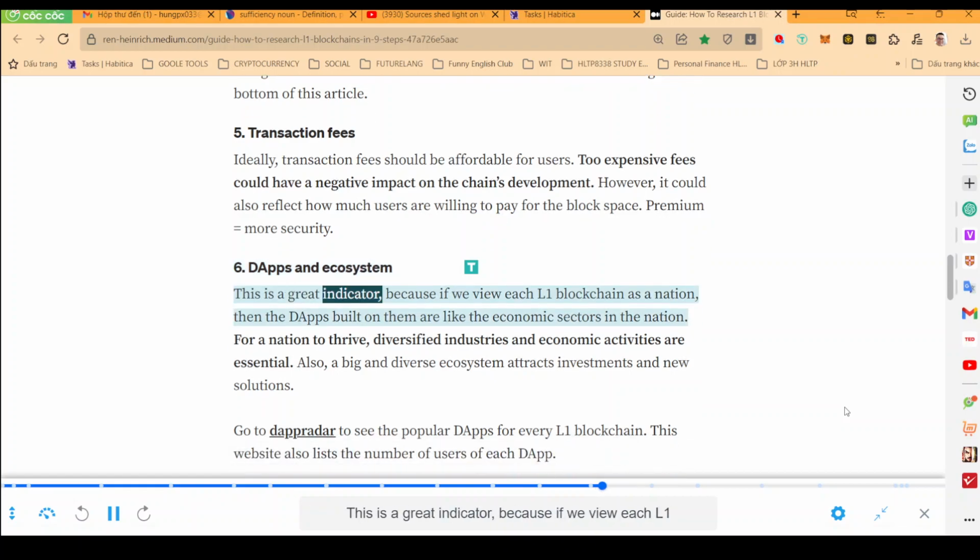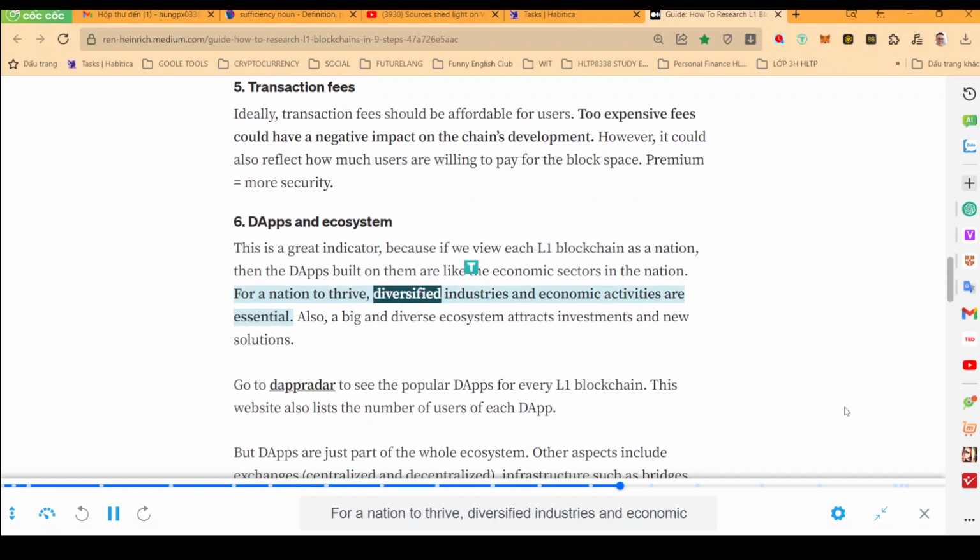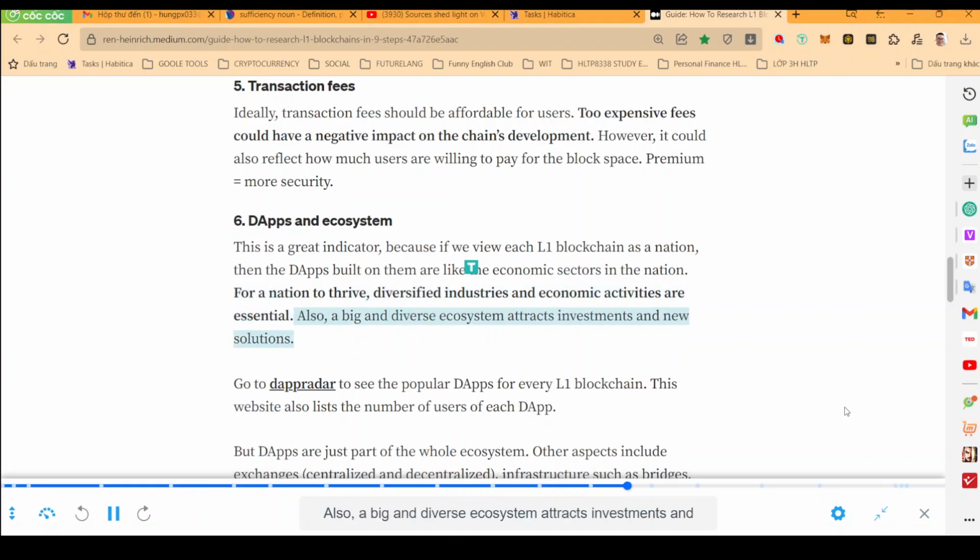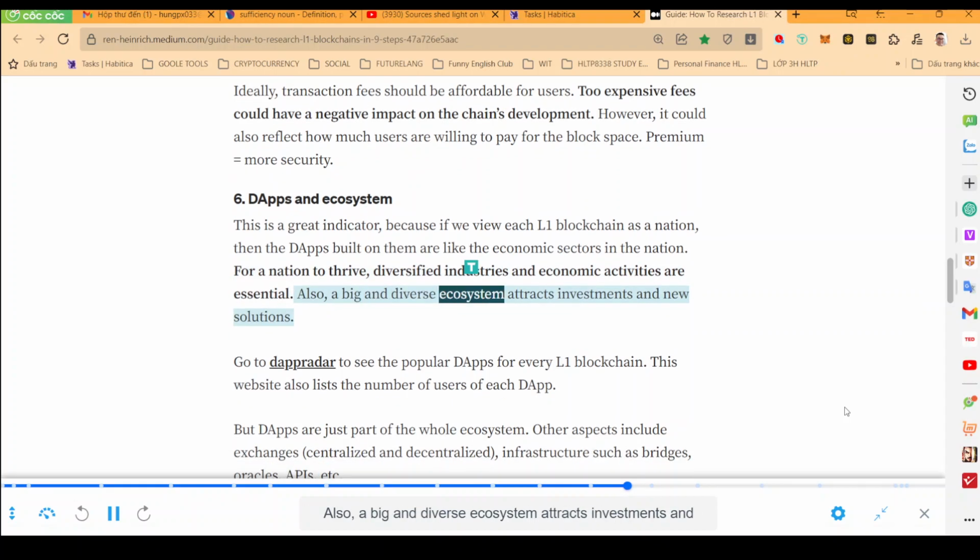6. dApps and ecosystem. This is a great indicator because if we view each L1 blockchain as a nation, then the dApps built on them are like the economic sectors in the nation. For a nation to thrive, diversified industries and economic activities are essential. Also, a big and diverse ecosystem attracts investments and new solutions.